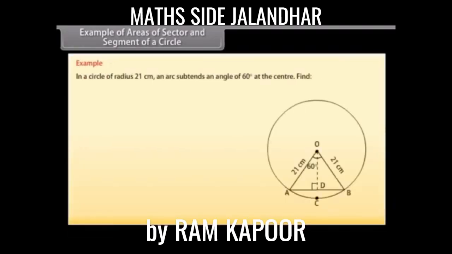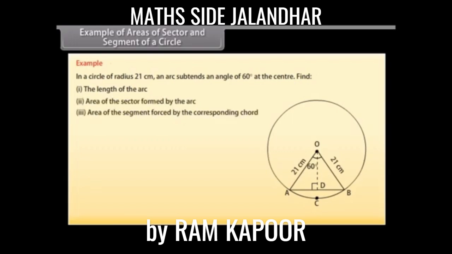Example. In a circle of radius 21 centimeters, an arc subtends an angle of 60 degrees at the center. Find 1. The length of the arc. 2. The area of the sector formed by the arc. 3. The area of the segment formed by the corresponding chord. Use pi as 22 upon 7.